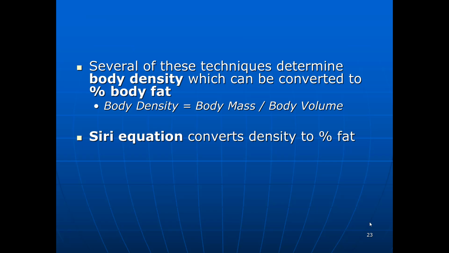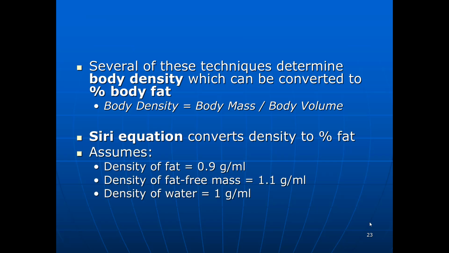So the most common equation used to convert body density into body fat is the Siri equation. The Siri equation is going to assume the following: that the density of fat is about 0.9, and the density of fat-free mass is about 1.1, assuming water has a density of 1 gram per milliliter, at a given temperature. So we can see that fat-free mass is more dense than water, so it's going to sink. That's going to help us when we use the technique of hydrostatic weighing.